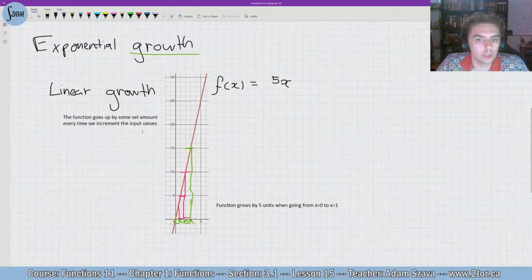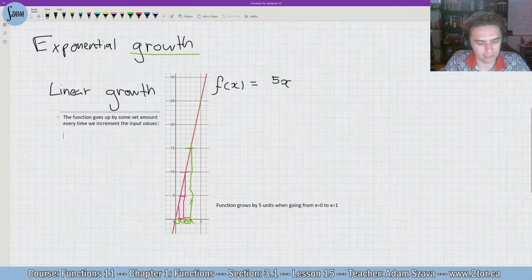Now, this isn't always true. Quadratics do not grow like this. They grow in a different kind of way, but it's not the same number every time. So I'm kind of hinting at ideas here. If I just give you a little foreshadowing, I'm hinting at some calculus topics.